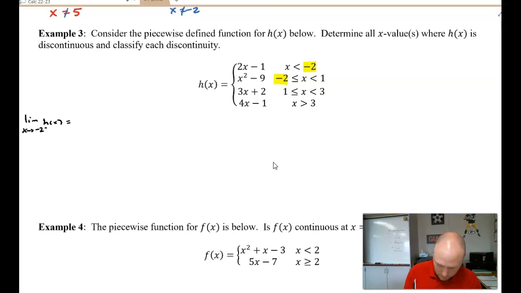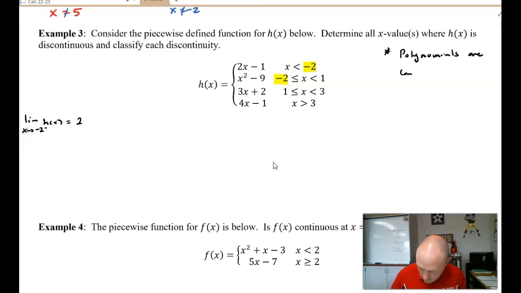So all I'm going to do is plug this in. I know 2x minus 1 is continuous. Add this little note: polynomials are continuous everywhere.